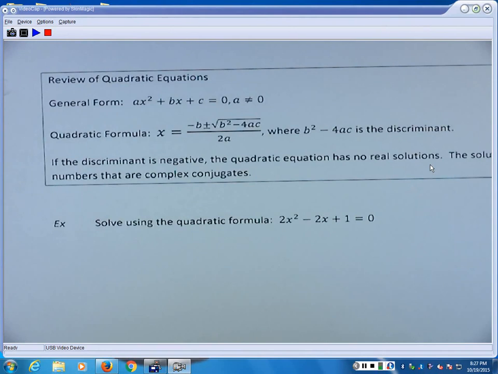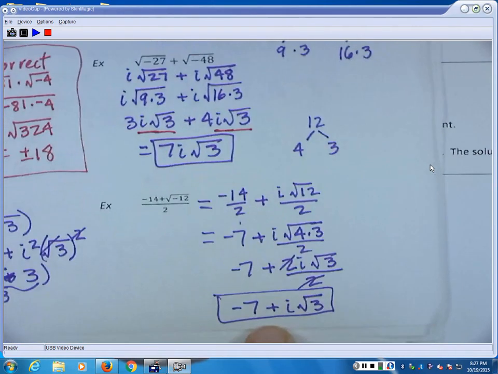I can slow down. Did that last one just say -7 plus i square root of 3? Yeah. Okay, that's what I thought. Yeah. I went fast, so.